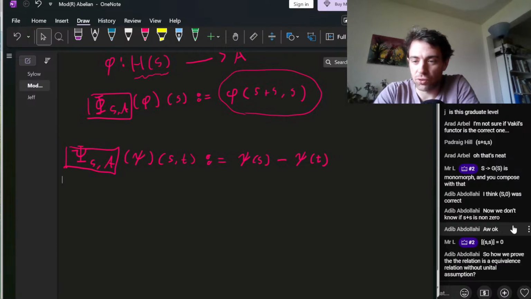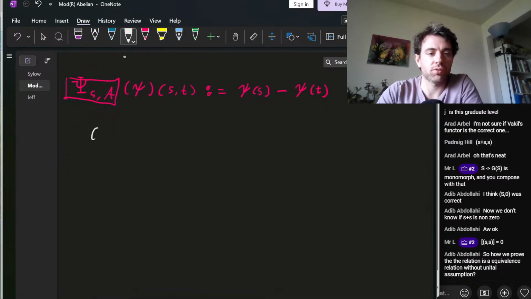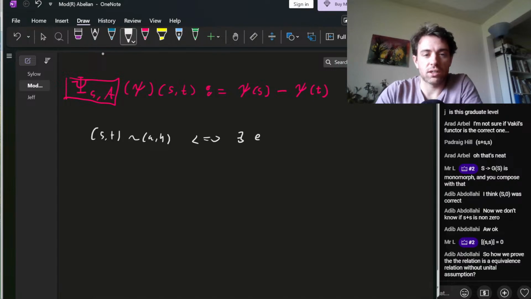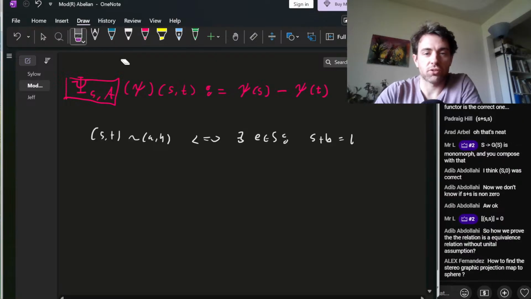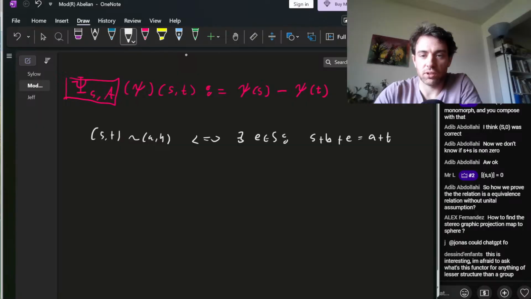How do we prove the relation is an equivalence relation without unital assumption? I don't think that's that hard, right? So what's the relation? It says that (S,T) is related to (A,B) if and only if there exists an E in S such that S plus B plus E is A plus T plus E.